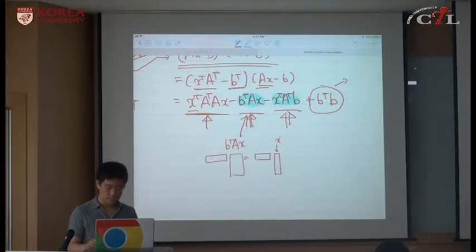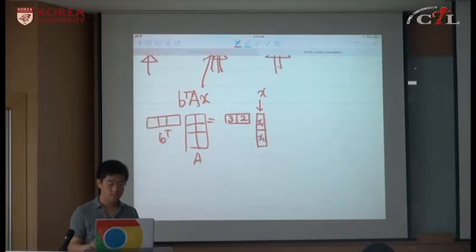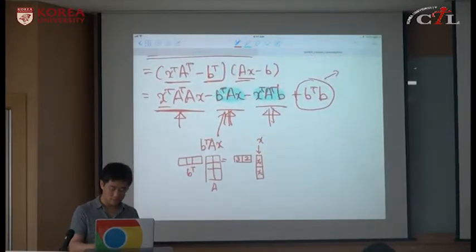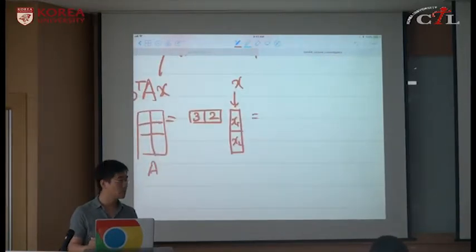This x vector. Maybe through some numbers of B transpose and A, suppose we obtained maybe 3 and 2, and our x variable would be x1 and x2. So we just focus on this guy. What is our function in this case? It is 3x1 plus 2x2, right?